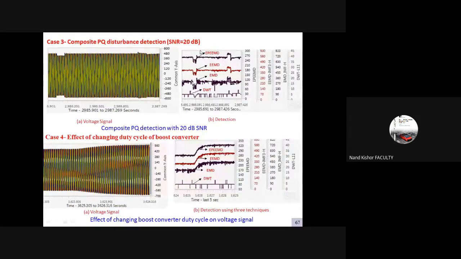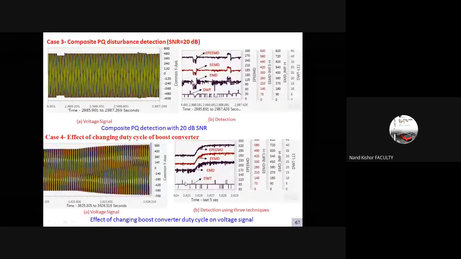So as we can see, the energy preserving and ensemble ones can be said to be more accurate in the detection of these two events with respect to these two. And similarly, we did some more. Here we have changed the duty cycle of the converter, and as you can see, the voltage profile change is represented here. In that case, the detection performance using EPMD or EMD is reflected here.